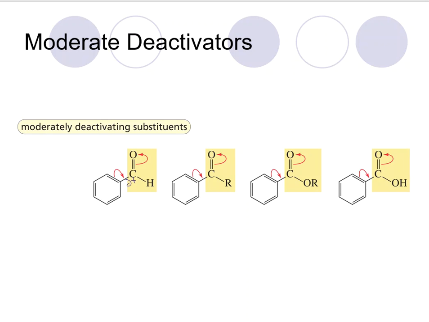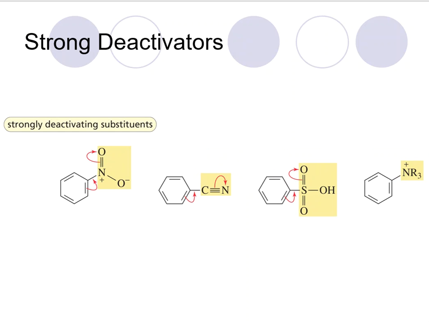The aldehyde group does it, which is what you see on the left. The ketone group does it, which is what you'll see second. The ester group does it, which is what you see third. And the carboxylic acid group does it as well, which is what you see fourth. All of those are electron pullers away from the ring, which makes them a deactivator.